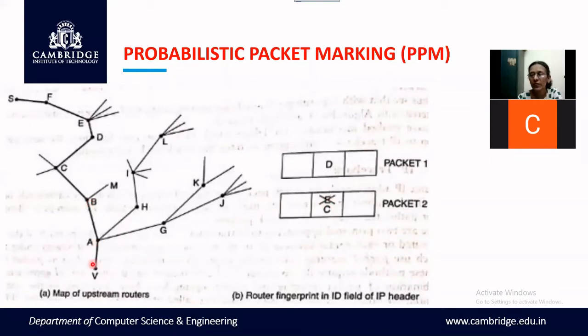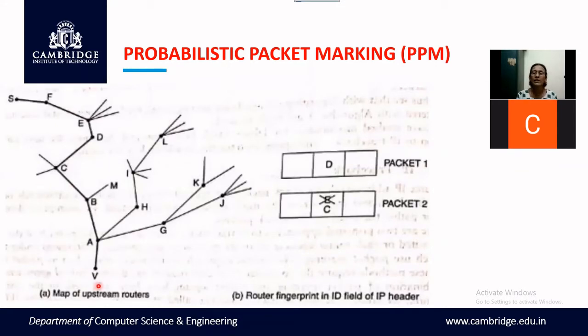The packet reaches V. Now for V to know this part, how does it know? It only knows that it has come from C. So it knows that the packet has traveled C to B to A to V. It doesn't know how it has reached C. It might have reached through this path, or through this path. That it doesn't know. So how does it know?